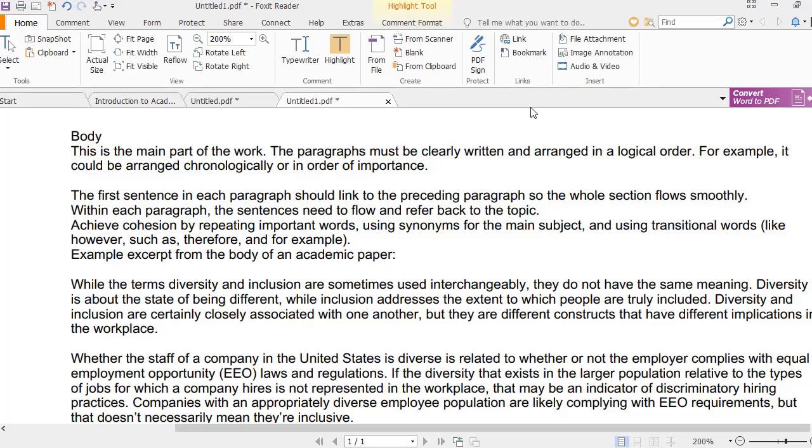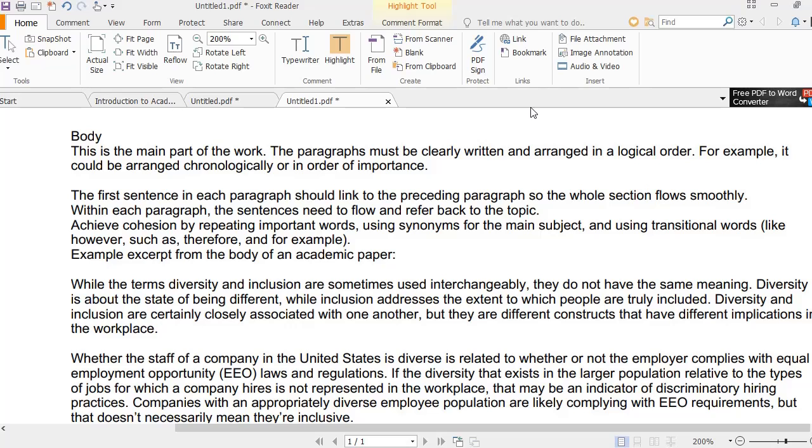That is the body. The first sentence in each paragraph should link to the preceding paragraph, so the whole section flows smoothly. That is, when we come to the next paragraph, the first sentence of the second paragraph should have a link to the previous one. That is what's said here.